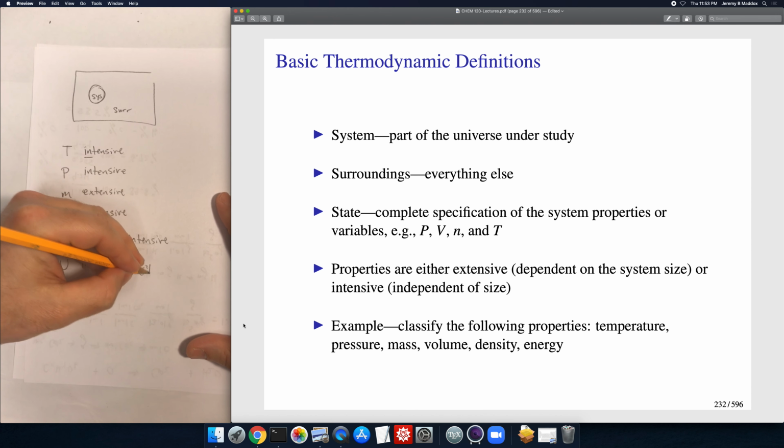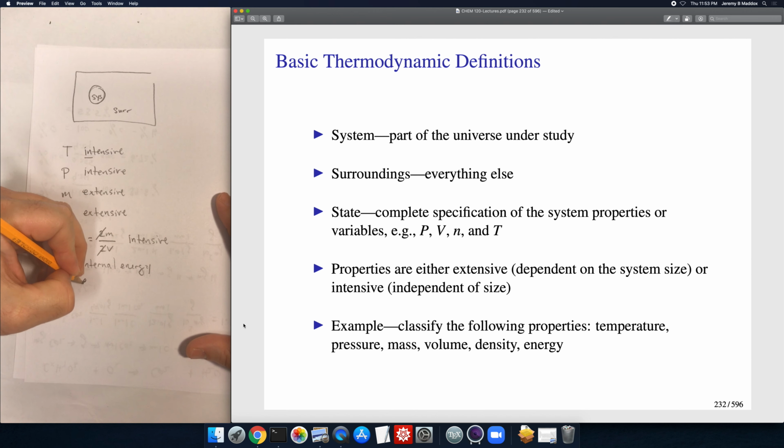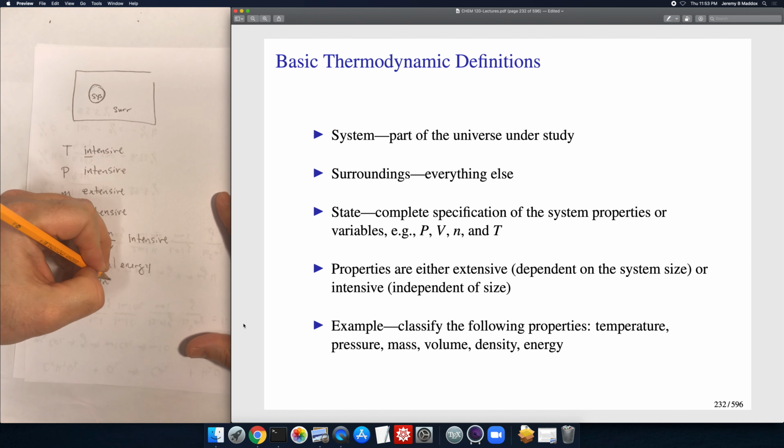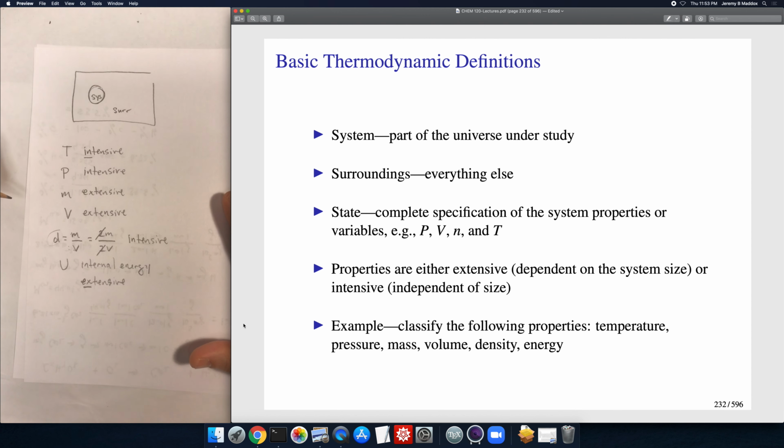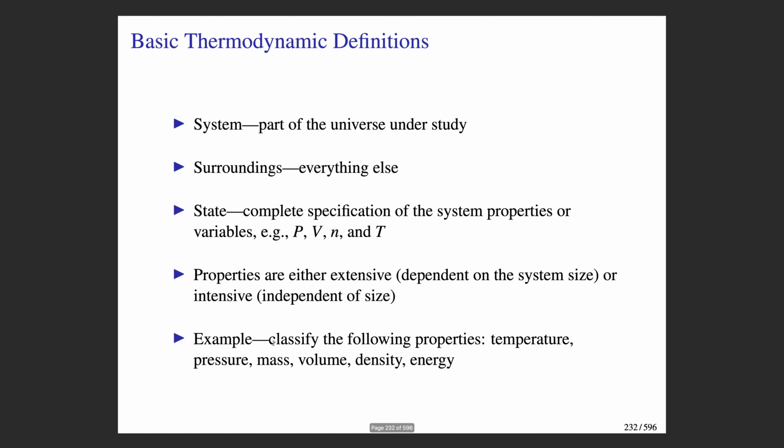And I'm just going to tell you the answer. Energy is an extensive quantity. The energy is a property of the system, and the amount of energy that the system has depends upon its size. If you double the size of the system, you're going to double the amount of energy in it. Okay? So that's intensive versus extensive variables. We'll be using that term as we go in this chapter.